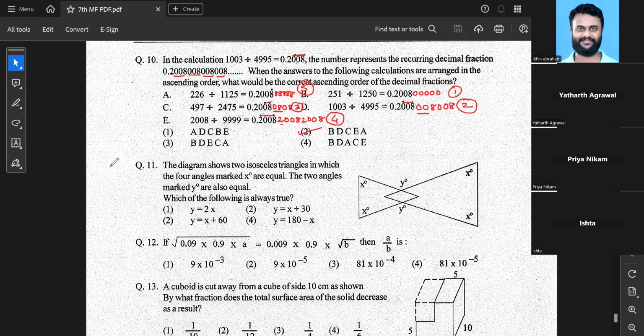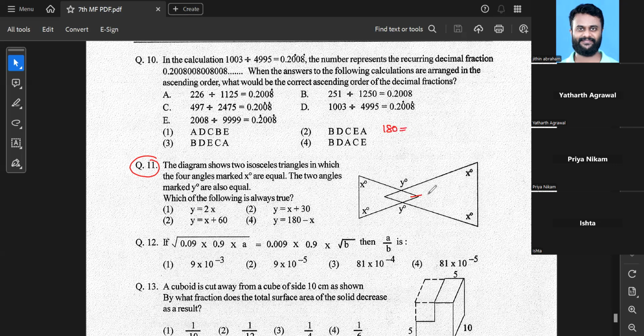Okay. Proceeding to the next one, 11th problem. The diagram shows two isosceles triangles in which four angles are marked as x and two angles are marked as y. Which of the relations is correct? Okay, fine. If these two are x, when you consider this particular triangle, you know that the total angle is 180.